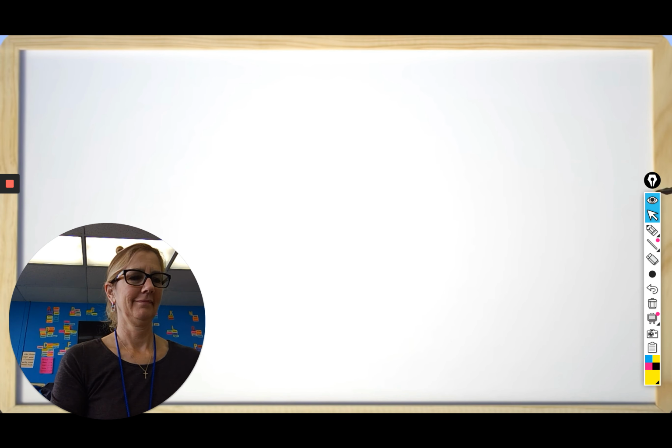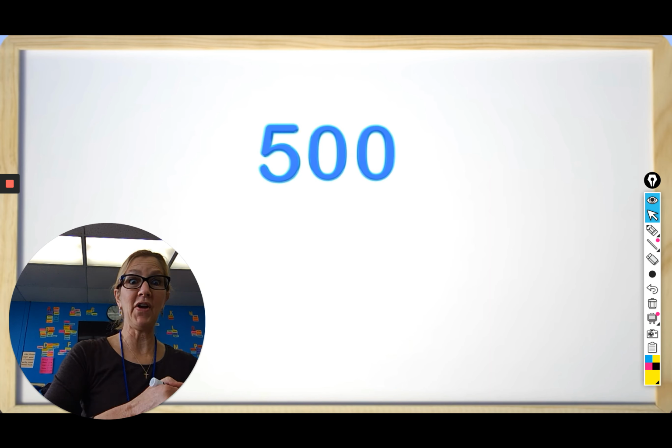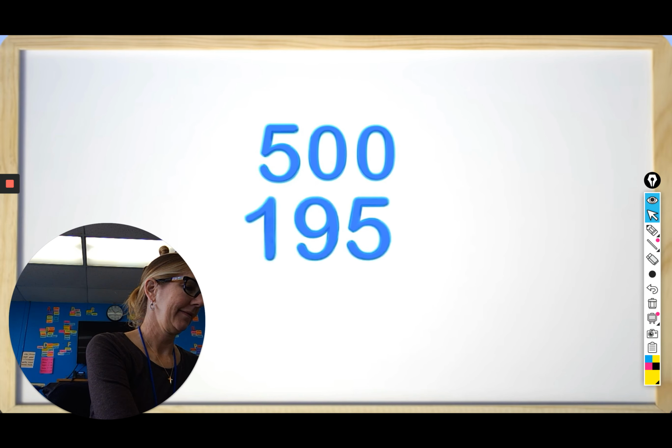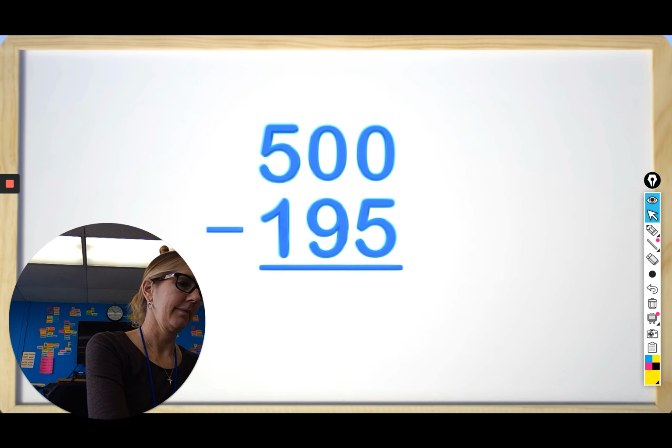Okay, I baked 500 donuts for my school. 500? And my dragon ate 195 donuts. That was a lot of donuts. Here we have the problem, 500 subtract 195.